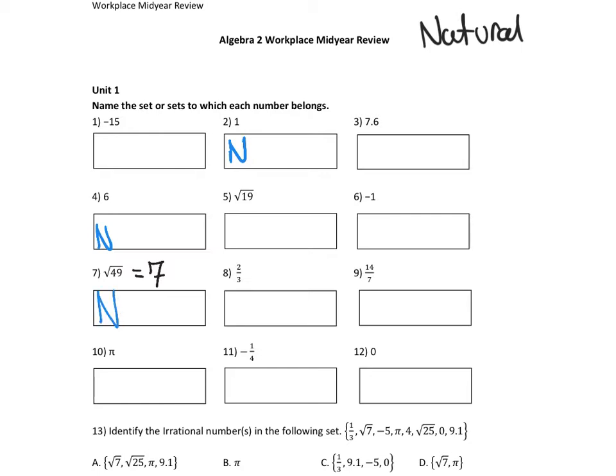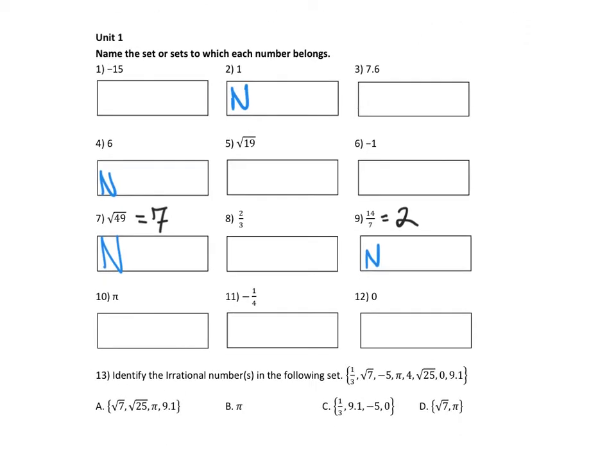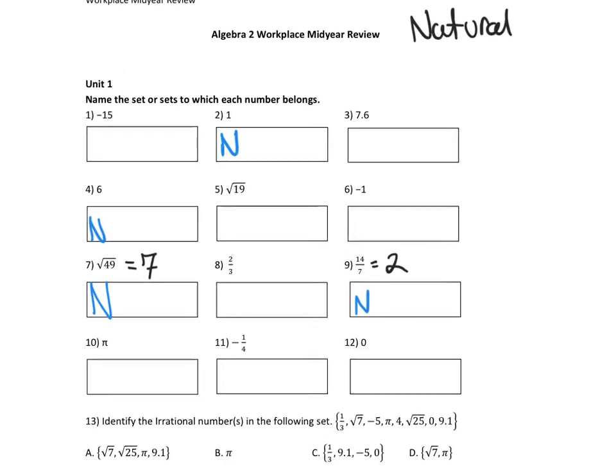2/3 is a fraction, not natural. 14 over 7 can be reduced. So remember, we have to make sure that we are reducing all of these completely before we label them, before we put them in groups. 2 is a natural number. Pi is not. A negative fraction is not. And 0 is not natural. We start counting at 1, not 0.